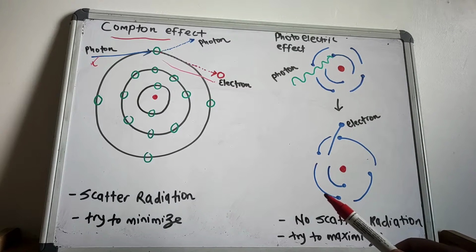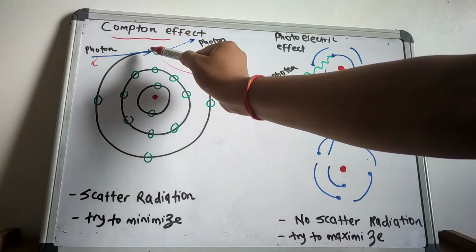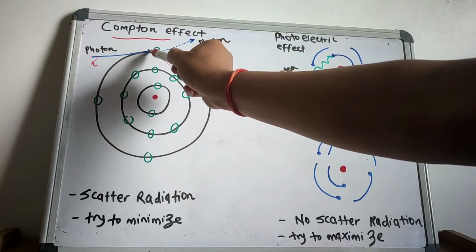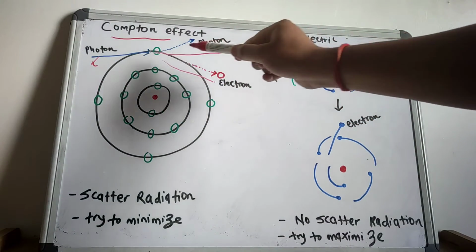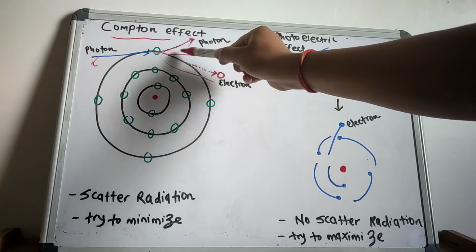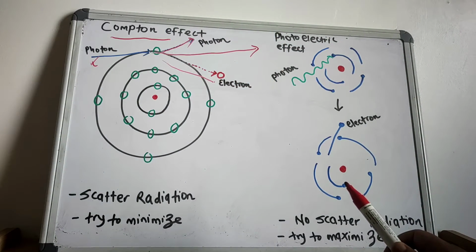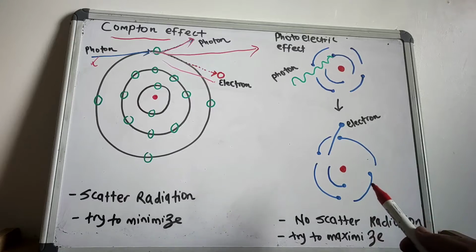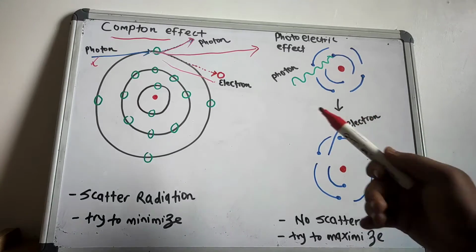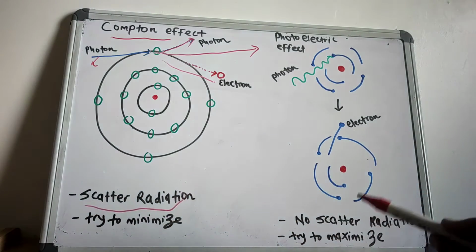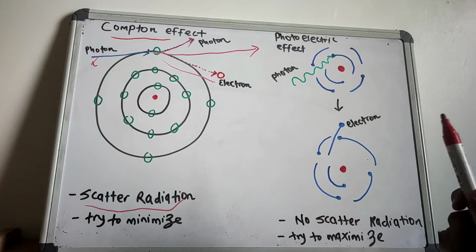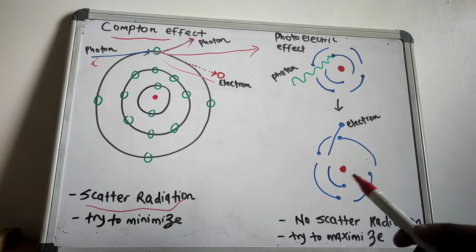Here you can see the incident X-ray photon still has energy left, so it travels ahead, but with a change of direction. If it were traveling, it should go in this direction, but due to the collision, it changes its direction. Due to the collision, the deviated X-ray photon constitutes the scattered radiation. So always we try to minimize the Compton effect.